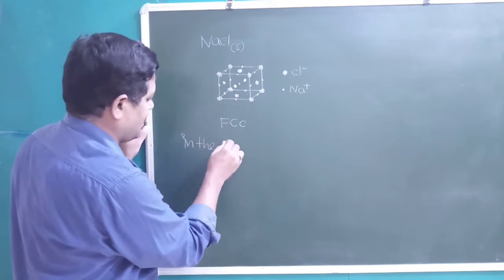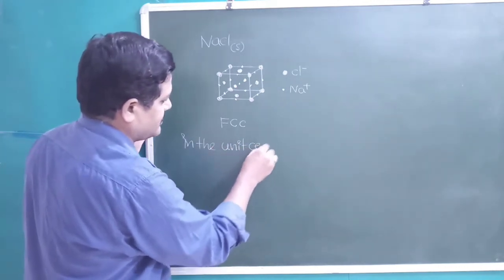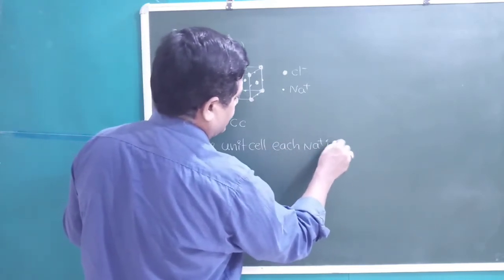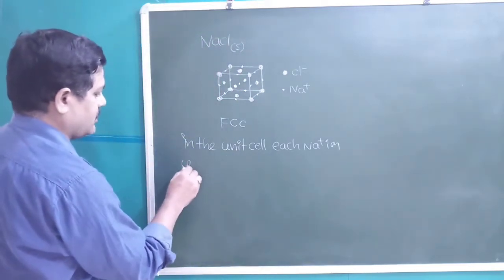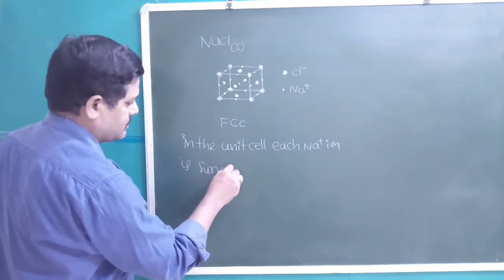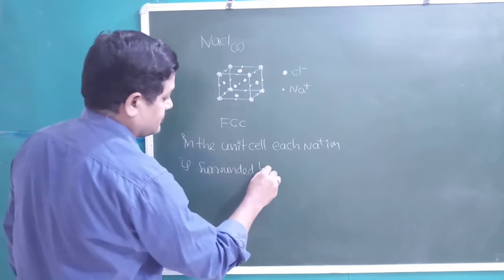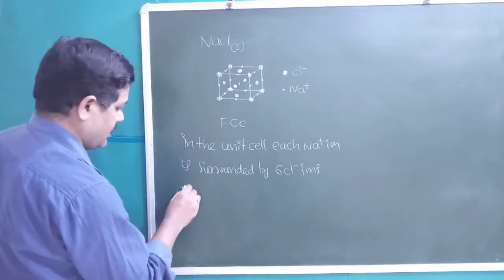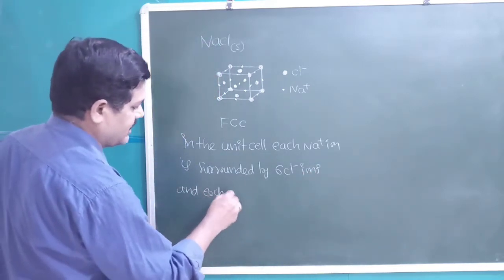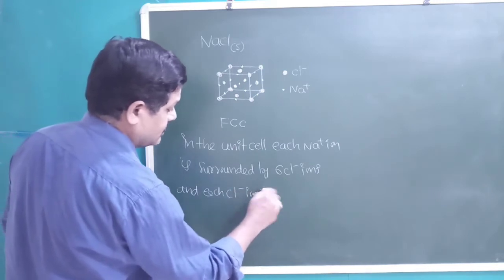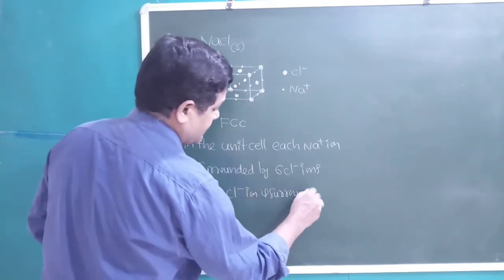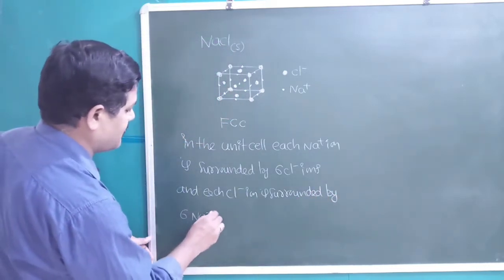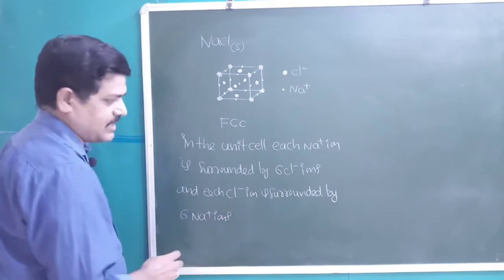In the unit cell, each Na plus ion is surrounded by 6 Cl minus ions, and each Cl minus ion is surrounded by 6 Na plus ions.